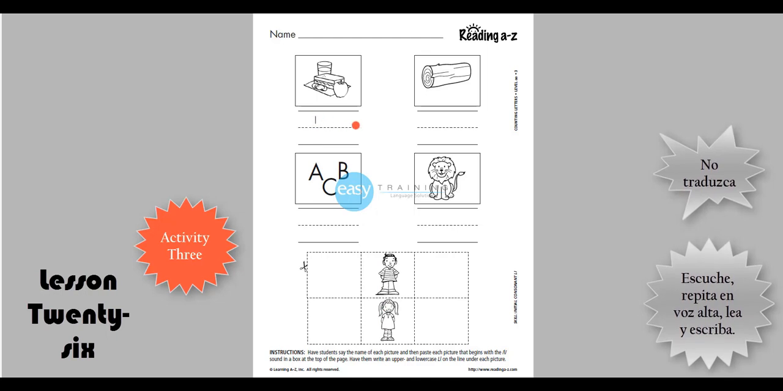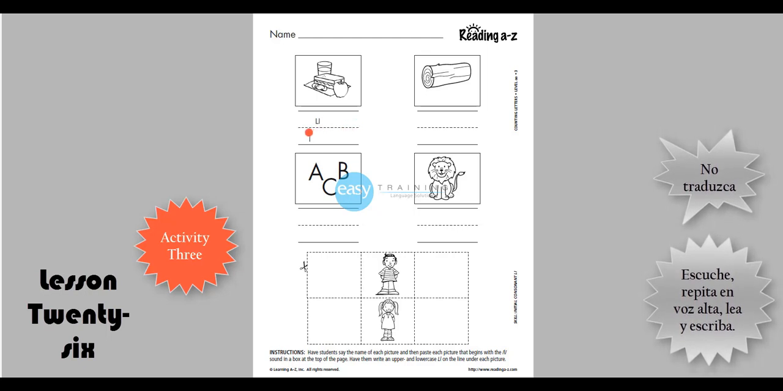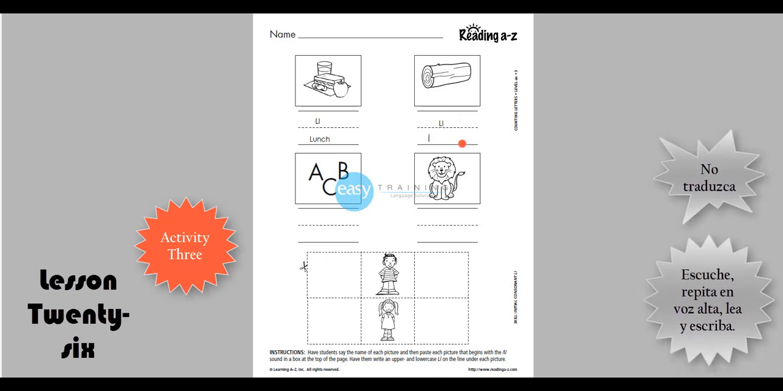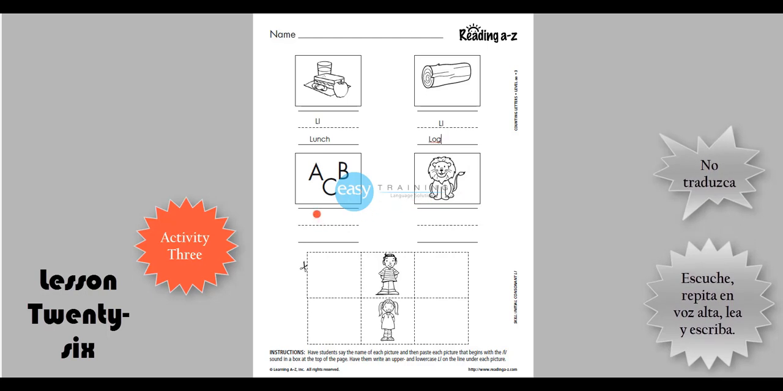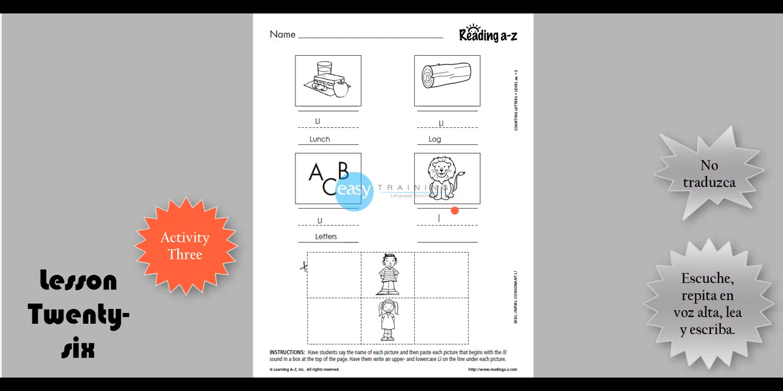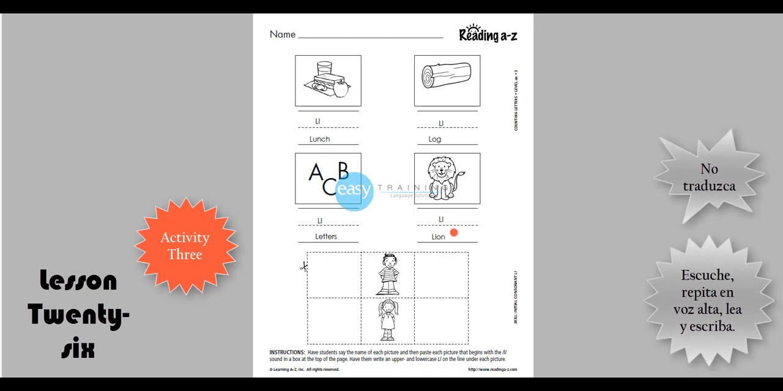Lunch begins in L. Uppercase and lowercase L. To launch, that begins in L. Capital L and little L for log that begins in L. Capital L and little L for letters that begins in L. Capital L and little L for lion that begins in L.